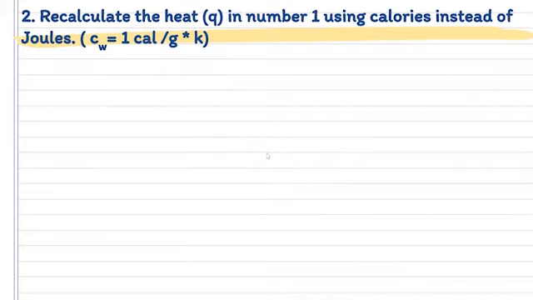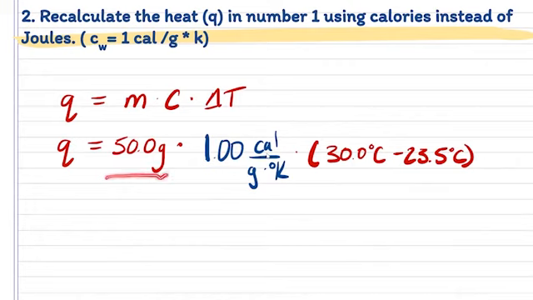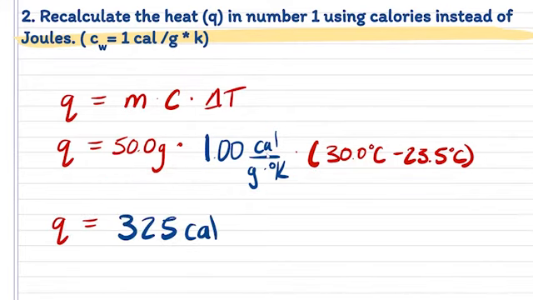For 2, we're being asked to recalculate heat from number 1, but instead of using our specific heat in joules, we're going to be using calories. And it lets us know that the specific heat of water is going to be 1 calorie per gram times degree Kelvin. So using that relationship again for heat, well, we already know that our mass is going to be 50.0 grams. Our specific heat of water in calories is 1.00 calories per gram per degree Kelvin. And we still are going to have that same change in temperature. Plugging those numbers in, I get a heat of 325 calories.